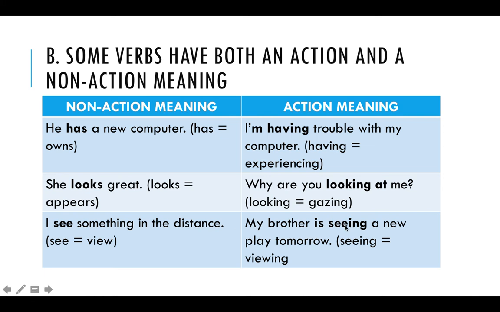See and see, these are slightly different meanings. It's not really very important or easy to explain. I see something in the distance means I'm looking in the distance and I see something. My brother is seeing a new play tomorrow means he's going to go and watch it. This has more of a meaning of watching. Maybe we'll put that in.